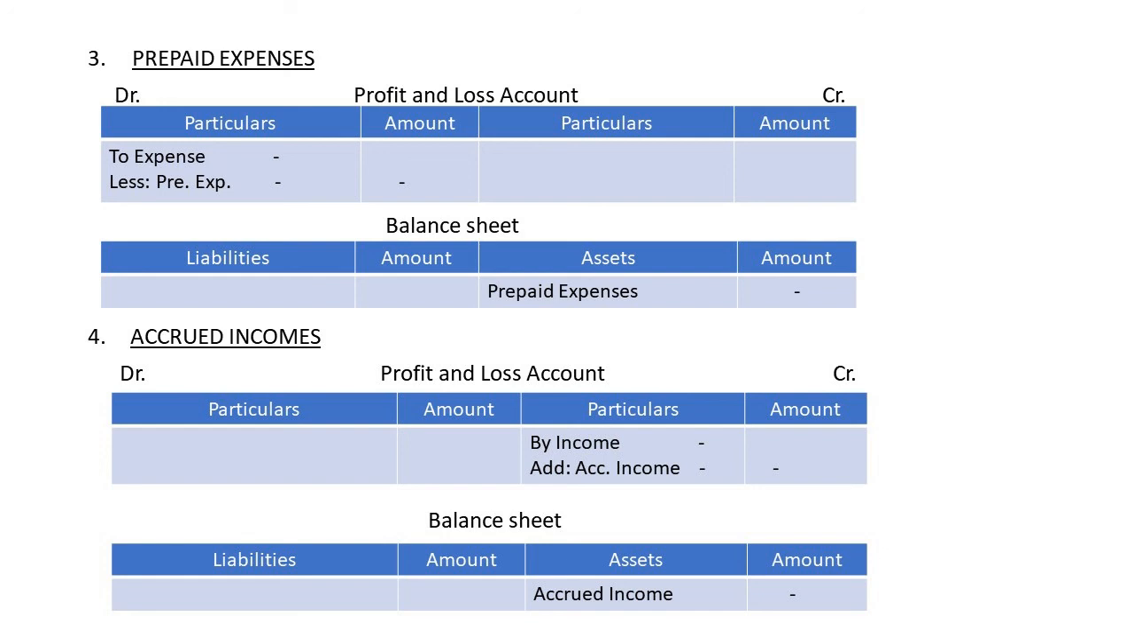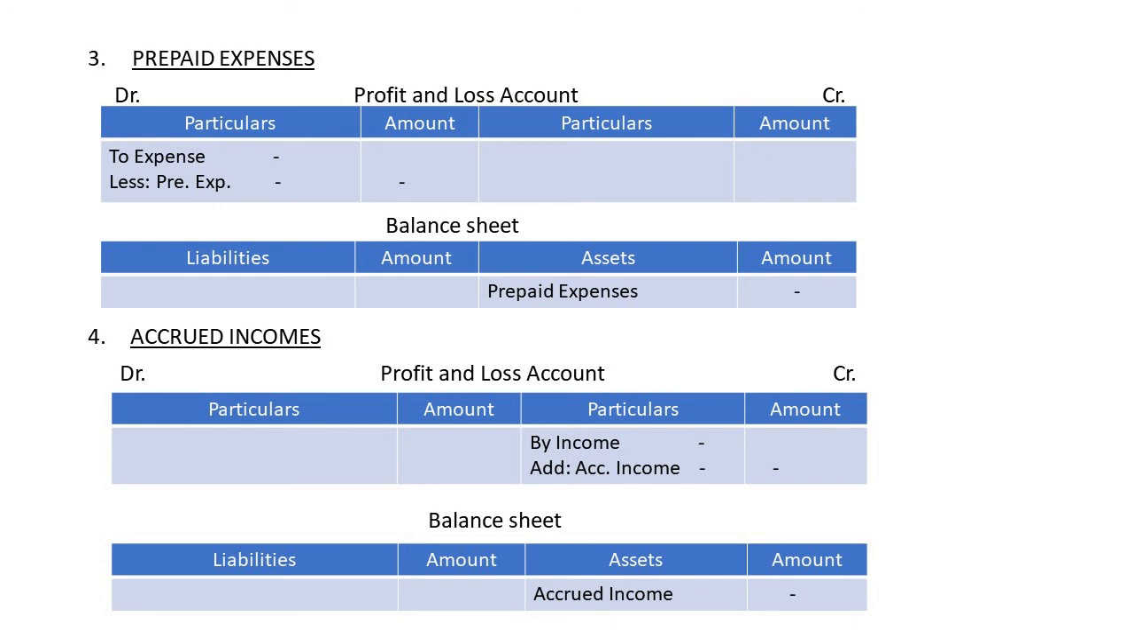So, as they relate to the next year, they will be deducted from their respective account on the debit side of trading and P&L account, and secondly, they will be shown as assets in the balance sheet. Next is accrued income. Accrued incomes are the incomes earned during the current year but not actually received by the business, like commission received, rent received, or interest on security, etc.